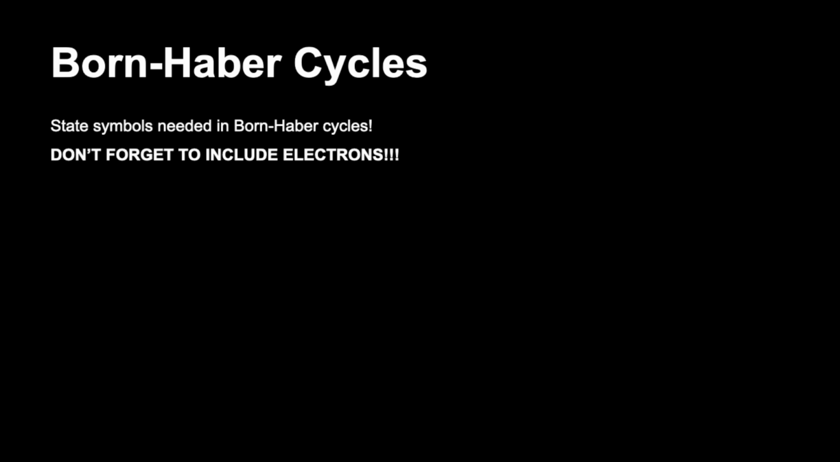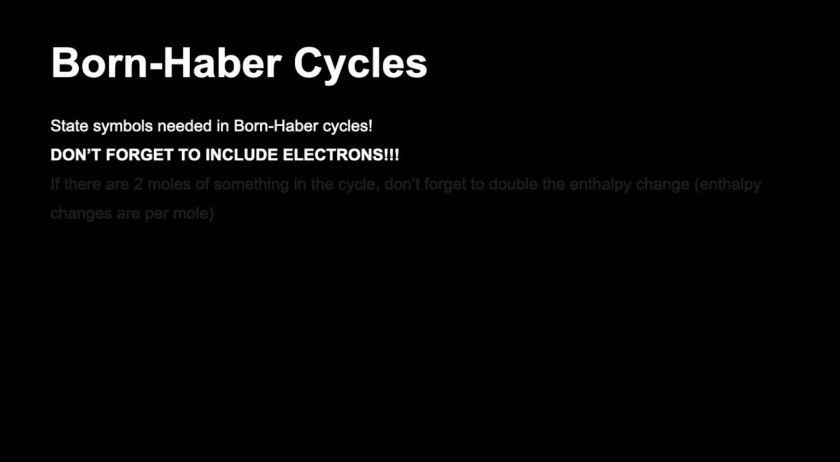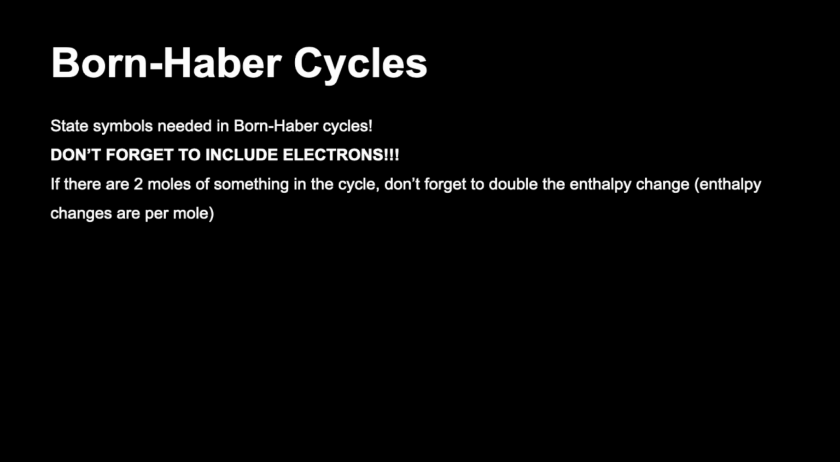Sticking with enthalpy, we'll look at Born-Haber cycles now. So state symbols are absolutely essential in Born-Haber cycles. Don't forget to include electrons. Often students forget to include electrons when it gets to the ionization energy stage. If there's 2 moles of something in a cycle, don't forget to double the enthalpy change because enthalpy changes are per mole. And remember, you can only perform 1 change per step.